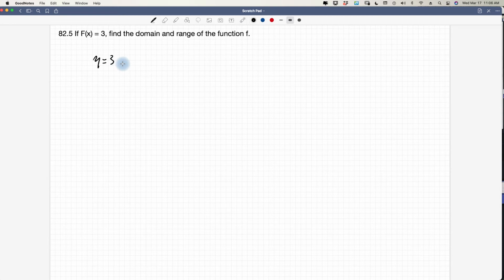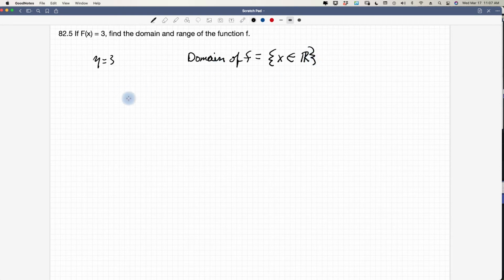We don't even have a variable for x in here. So x doesn't figure in. Y is always going to be 3. So that tells us that the domain of f is going to equal x is a member of the set of all real numbers.